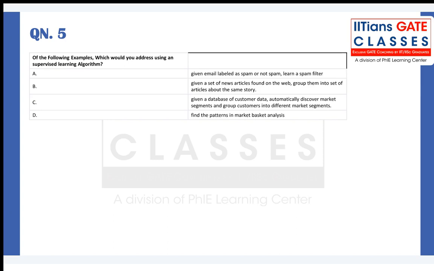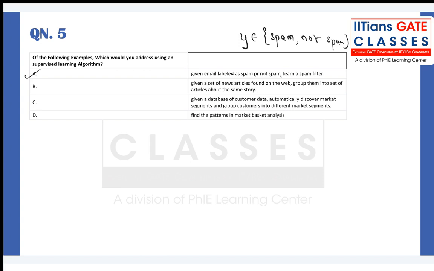And out of these examples, which will you label as a supervised learning algorithm? If you are given an email that has been labeled as spam or not spam, so you know the Y. Y denotes either it is spam or not spam. So it's labeled data, so that's why it's a supervised learning algorithm.